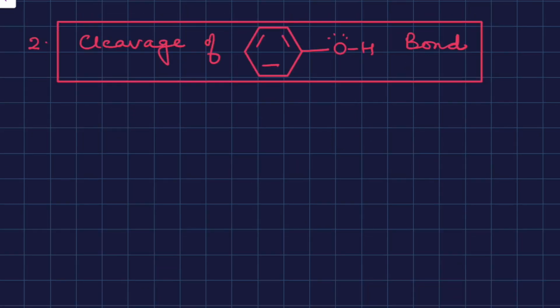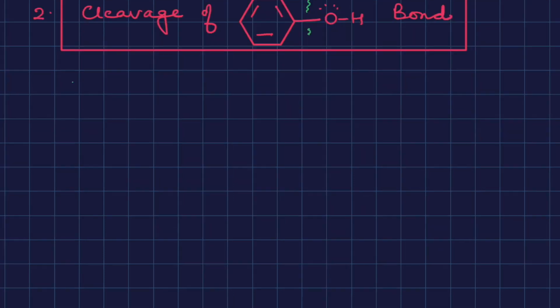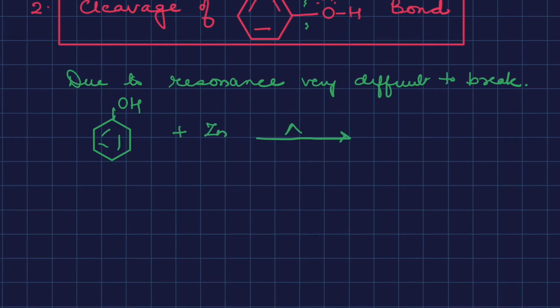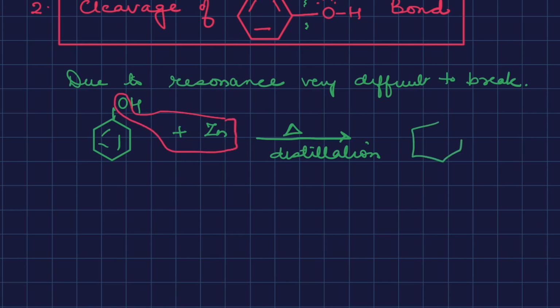Next, what we are going to do is cleave this bond, right? Again, due to resonance, it is not easy. If we take phenol and zinc and perform distillation at very high temperature, we will have benzene plus ZnO. So this is a very important reaction to get rid of OH, which otherwise is very difficult.